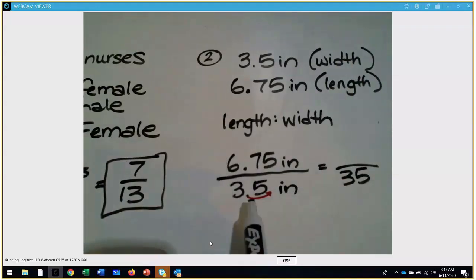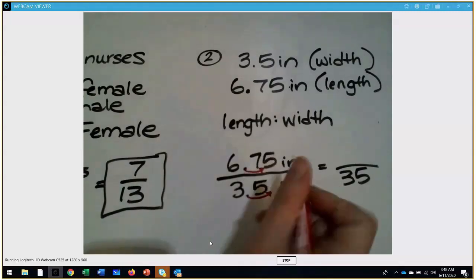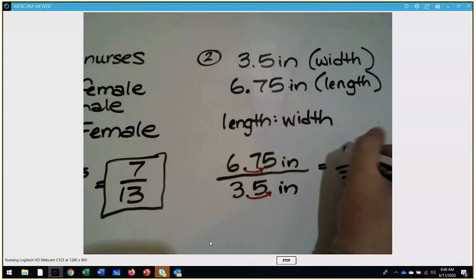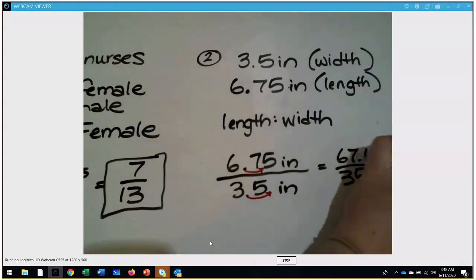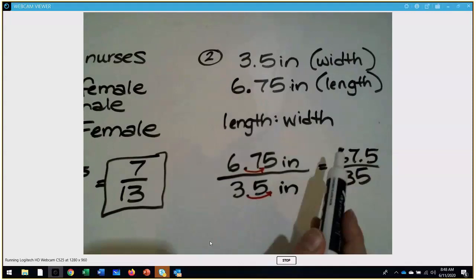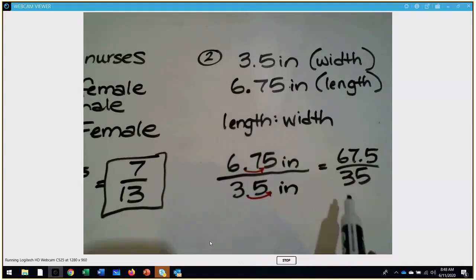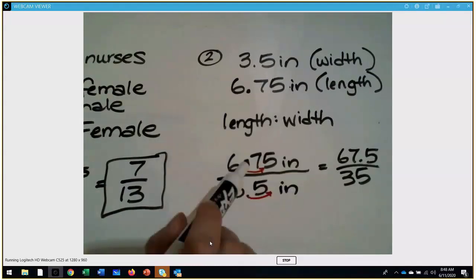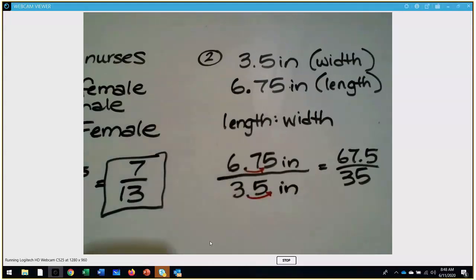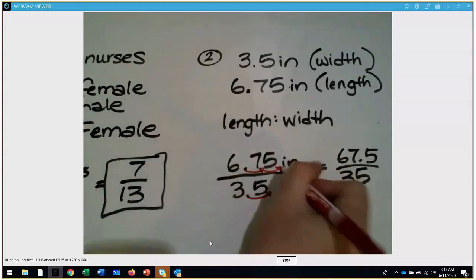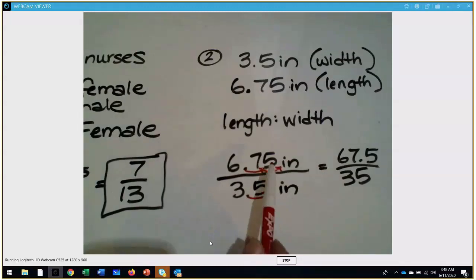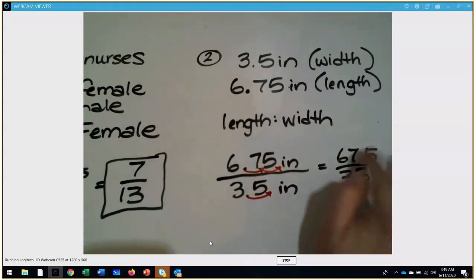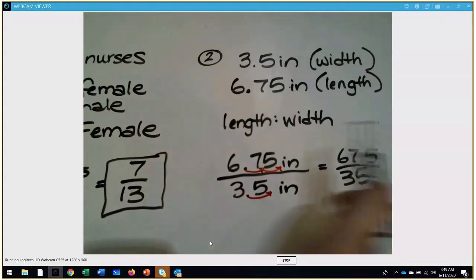Whatever I do to the one, I have to do it to the other. So if I move this one time, now it's 67.5. I did not get rid of my decimals completely then. So moving it once is not the minimum number of times needed to get them both in whole number form. In this case, I've got to move them both twice. So let me move it one more time, and that'll put it behind the 5 instead. So basically, it's going to be 675 now.